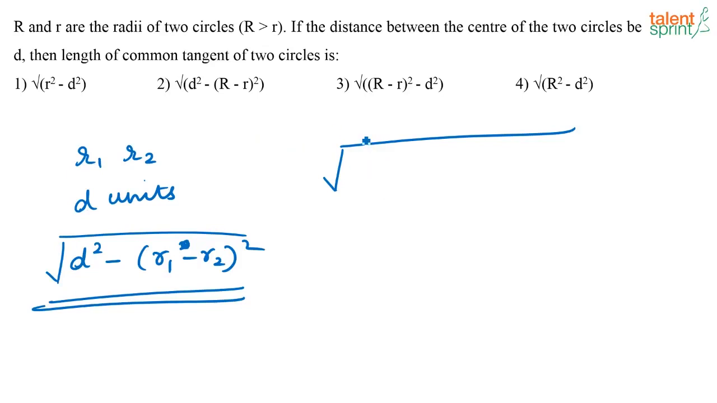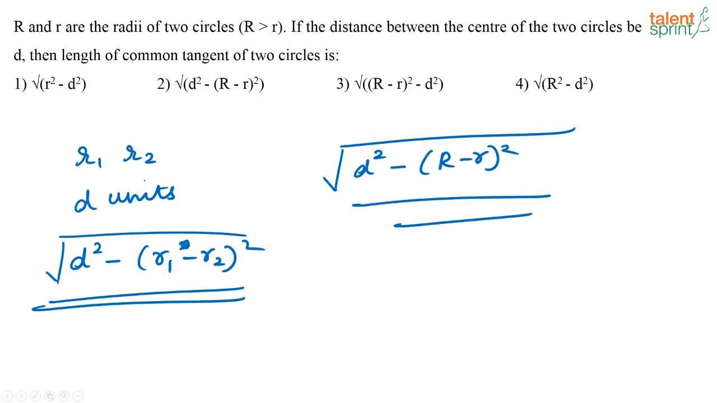So you can just put that here. What do you get? Here you have the two radii, capital R and small r. d is the distance, so d squared minus (R minus r) the whole squared. That's going to be your answer. Option 2. It's a one-step answer. If you remember this formula, you will get the answer directly.